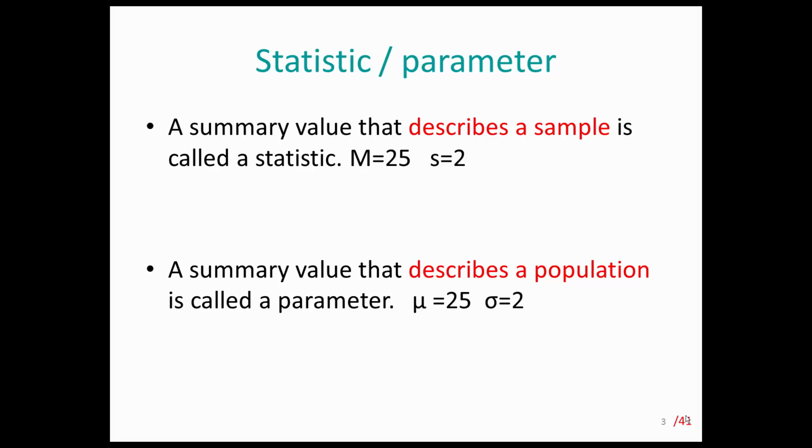Usually we show the statistic in an English alphabet, and the population parameter is shown in Greek alphabet. For example, here M equals 25 or S equals 2, but the parameter, which is the average of scores in the population, we show it with mu equals 25, and the standard deviation, instead of S, we use sigma equals 2.